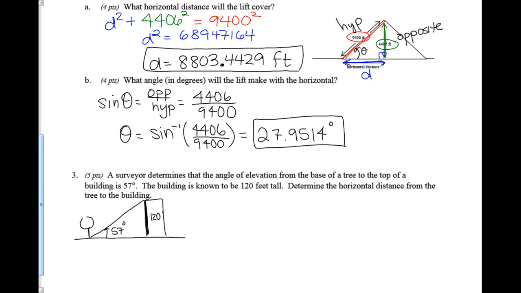Determine the horizontal distance from the tree to the building. So this D is what I'm looking for right here. I know this is a right angle. Well, I hope it's a right angle when I'm dealing with a building. So what do I know? In relation to my angle, the 120 is the opposite, or the across from the angle. The hypotenuse would be over here. I don't know anything about the hypotenuse, so I'm going to ignore that one. What I'm looking for is D, which is the adjacent. So which of my trig ratios deal with an opposite and an adjacent? That would be the tangent, or TOA from SOHCAHTOA.